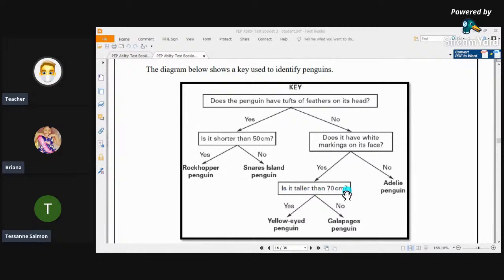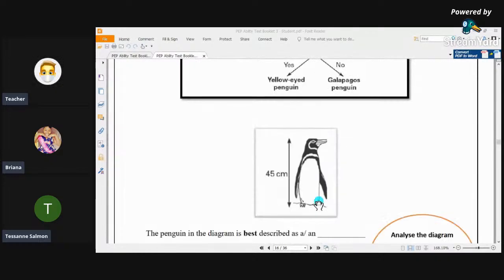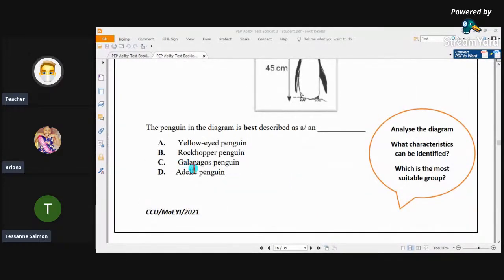The height condition. If it is taller than 70 centimeters, then we follow the yes here. And if it is not taller than 70 centimeters, then we follow the no line. Okay, so our answer here is going to be C.